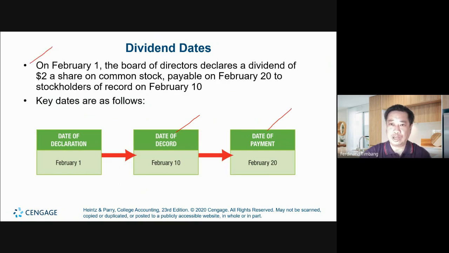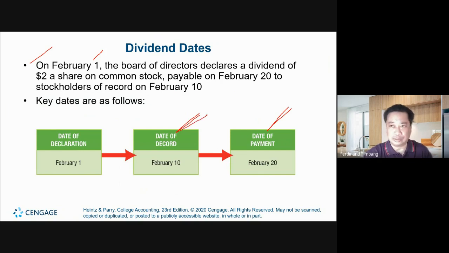So, for example, on February 1, the board of directors declares a dividend of $2 a share on common stock. So that is the date of declaration, February 1. And then payable on February 20 to stockholders of record on February 10. So this one is the date of payment, and this one is the date of record. So meaning those stockholders still holding on the stocks on this date.